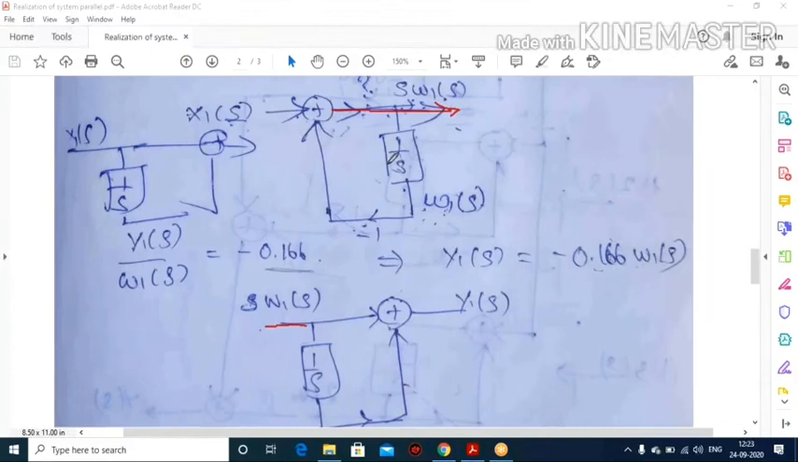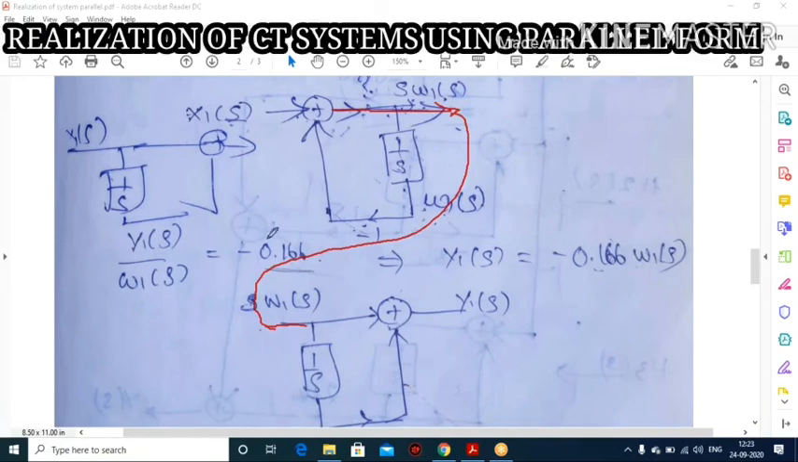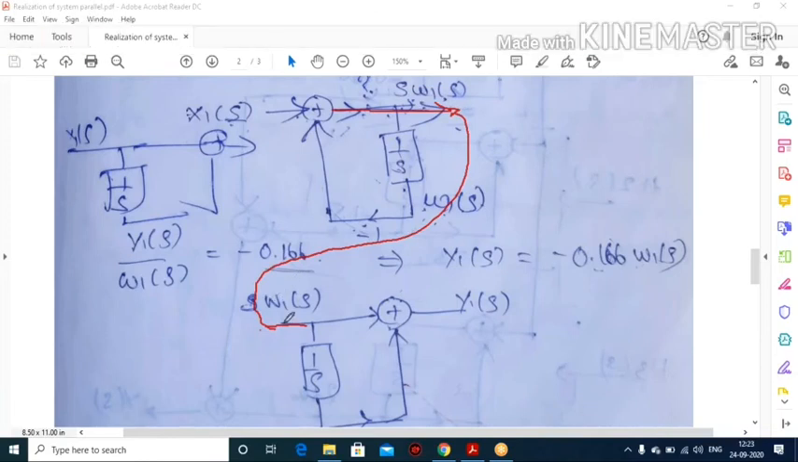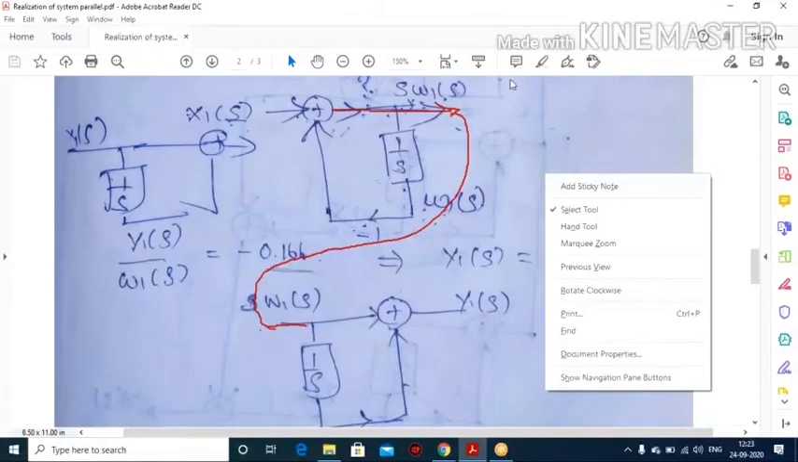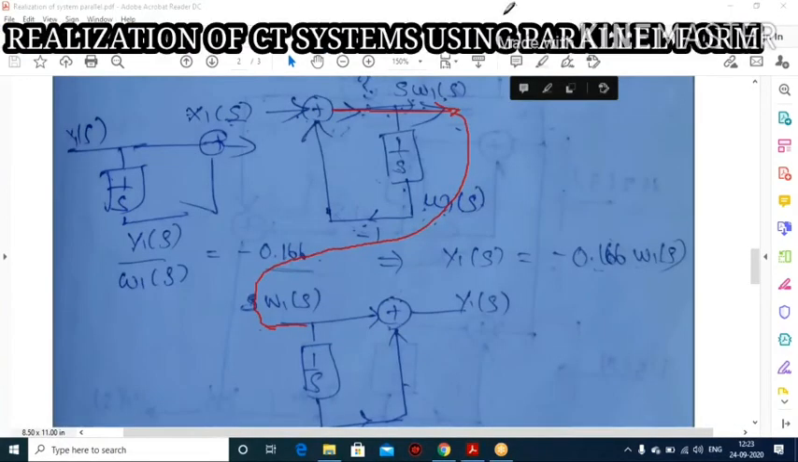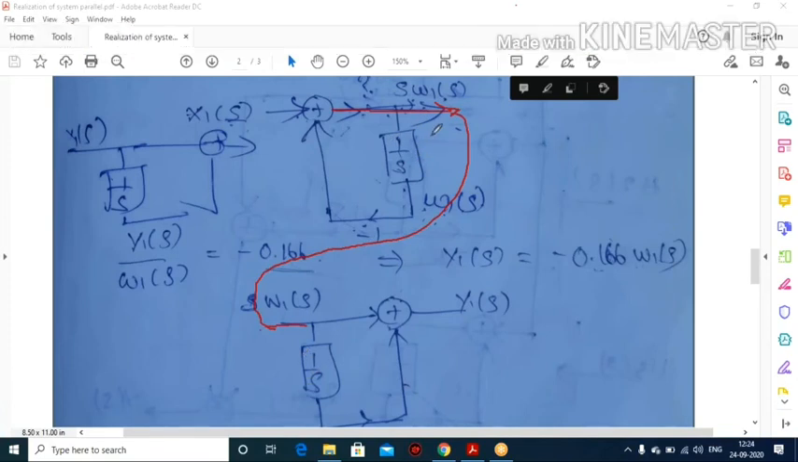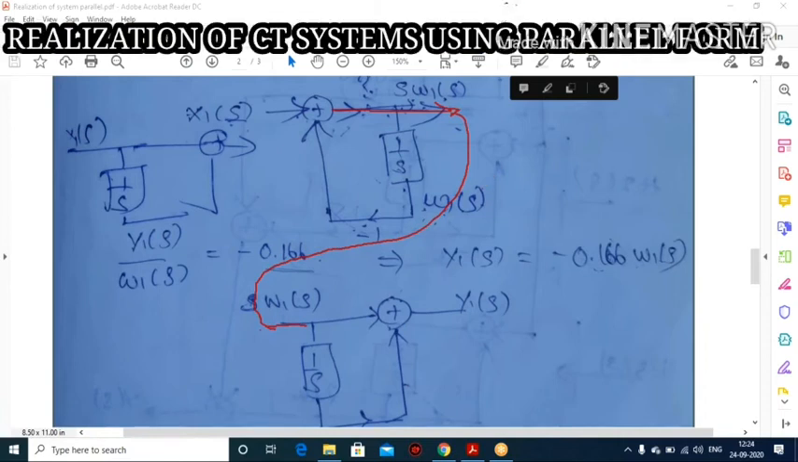Now these two lines will be connected directly, because here also s into W1 of s, and here also s into W1 of s. Finally I observe my system. Here s into W1 of s, and here also we have a 1 by s block, and here also a 1 by s block. Instead of two, you take only one common block. It's enough for us, so I'll take only one integral block here.